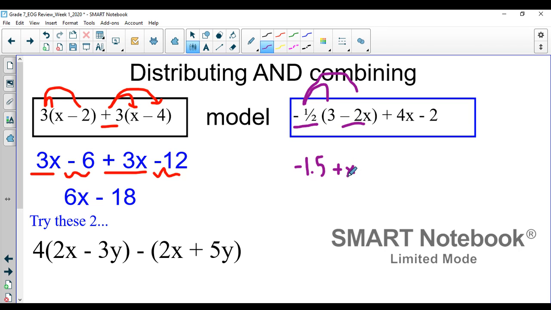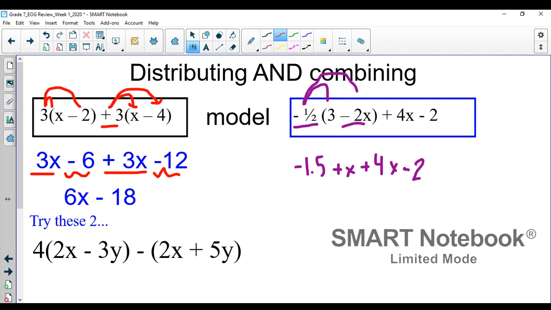Now, this piece over here is not inside the parentheses, and it's not directly to the left of the parentheses. So the rest of this just drops straight down. So it's plus 4x minus 2. And then I just code it and I solve it from here.